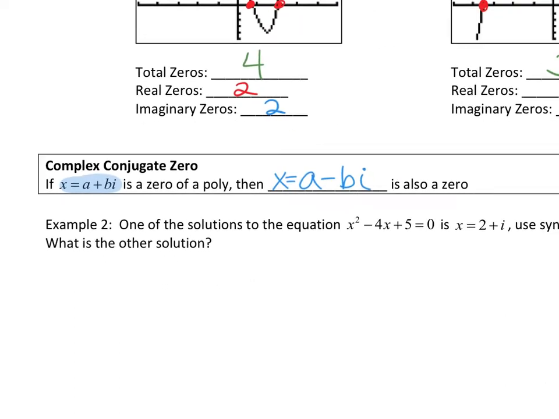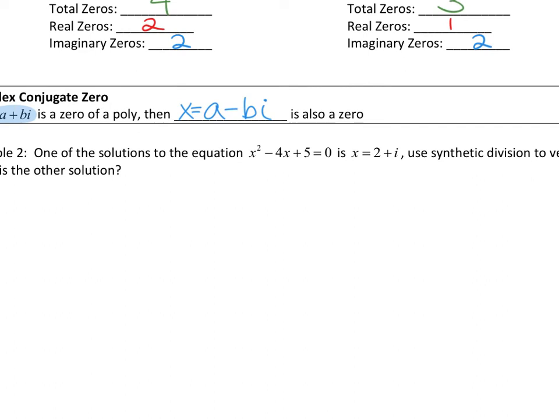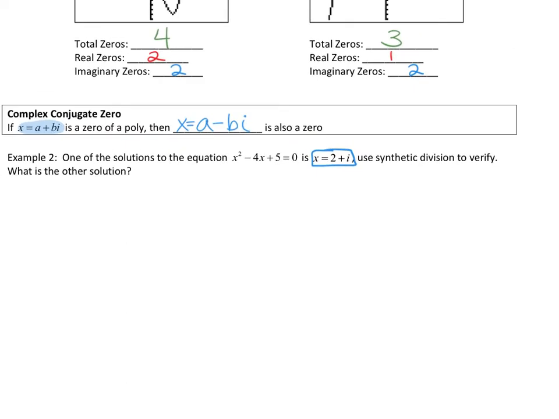Okay, so we're told on example 2, one of the solutions to the equation x squared minus 4x plus 5 equals 0 is this imaginary number 2 plus i. Okay, we're given this piece of information. We're going to use synthetic division to verify that it is a solution. To verify that it's a solution, we just need to make sure that the remainder is what? That the remainder is 0 when we use synthetic division. That would verify that it is a 0.